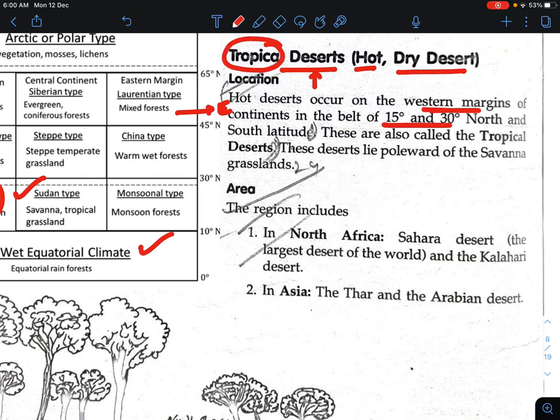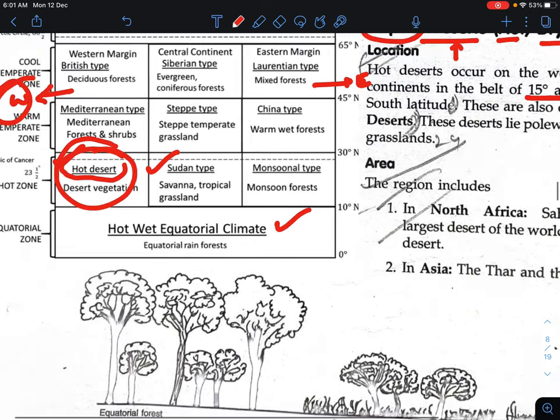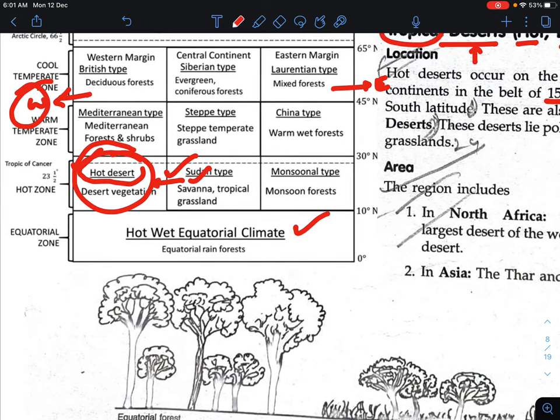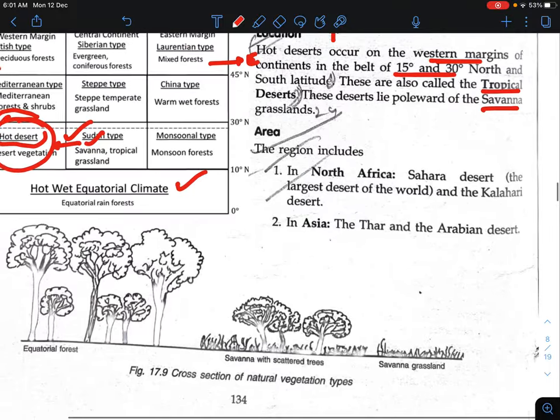We are talking about the tropical desert, so we are talking about tropical areas, and tropical areas always lie from the tropic of Cancer to the tropic of Capricorn. So these tropical deserts lie in the belt of 15 degree to 30 degree north and south latitude, and they are called tropical deserts because they lie between the tropic of Cancer and the tropic of Capricorn. Now these deserts lie poleward of the savanna grassland. You have already studied the savanna type of grassland, and it lies just beside this. Now, what are the areas included in this?